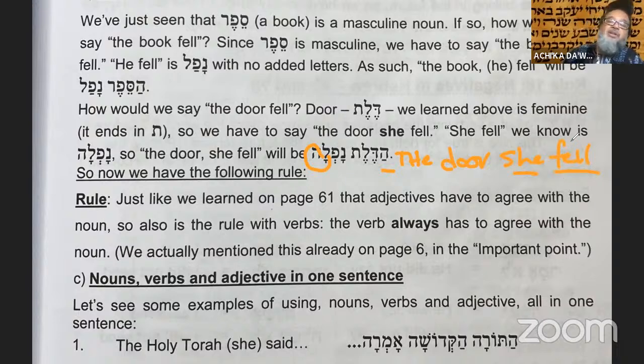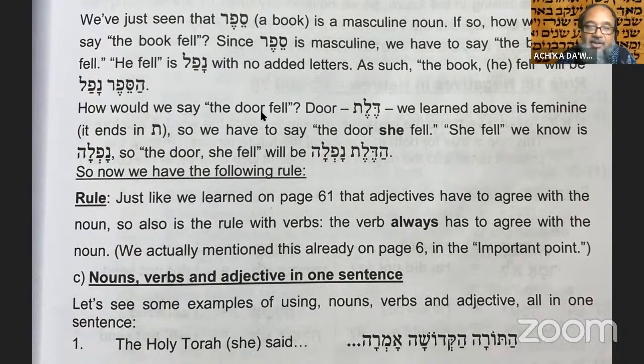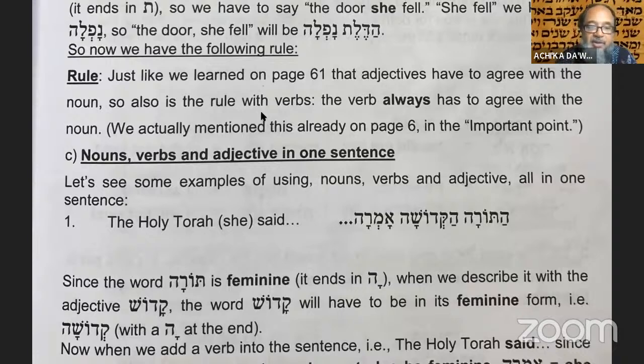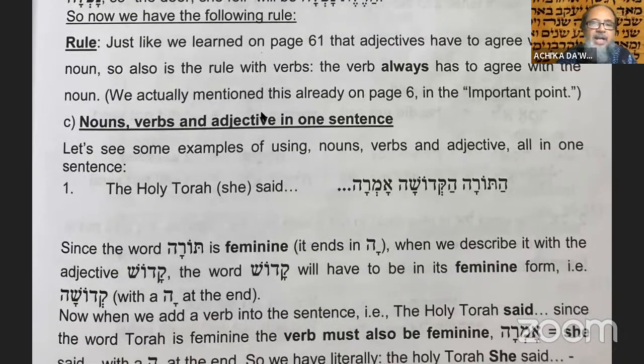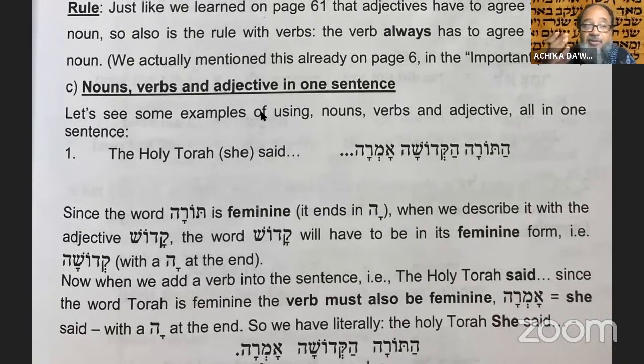So just like we learned on page 61 that adjectives have to agree with the noun, so also is the rule with the verbs. The verbs have the exact same rule. Everything has to agree. The verb always has to agree with the noun. That's very important to understand. Adjectives have to agree with the noun. Verbs have to agree with the noun. So now I'm going to show you something even more beautiful. Let's see some examples of using nouns, verbs, and adjectives all in one sentence.